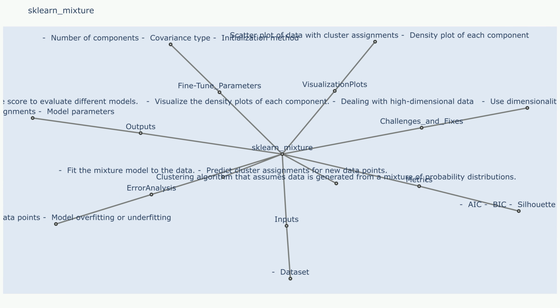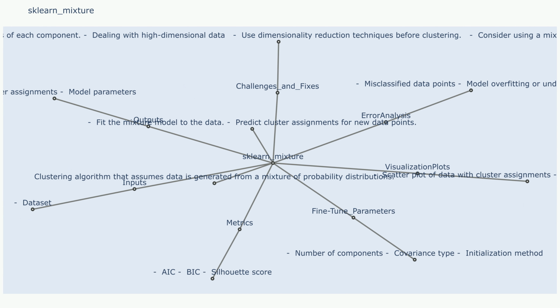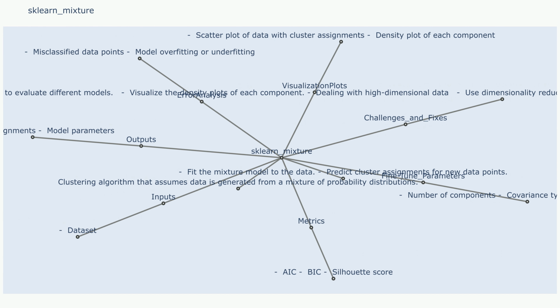Fine-tune parameters. Parameter 1. Explain in detail n_components. The number of components in the mixture model. Increasing this value allows for more complex models but can lead to overfitting. Parameter 2. Explain in detail covariance_type. Specifies the type of covariance matrix used for each component distribution. Options include full, tied, diag, and spherical, each impacting the shape and complexity of the distributions.